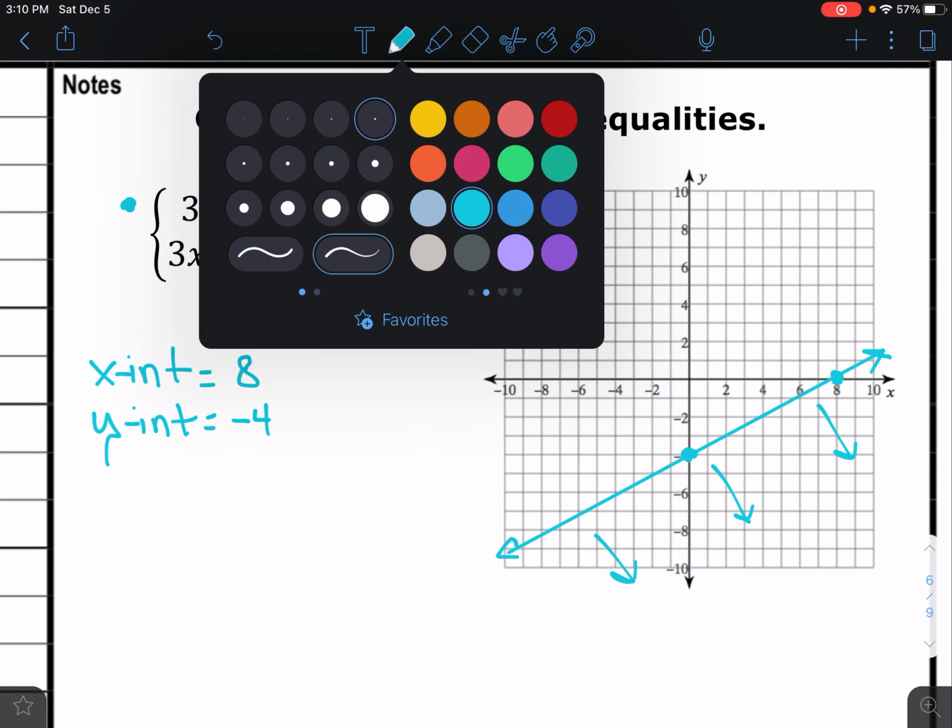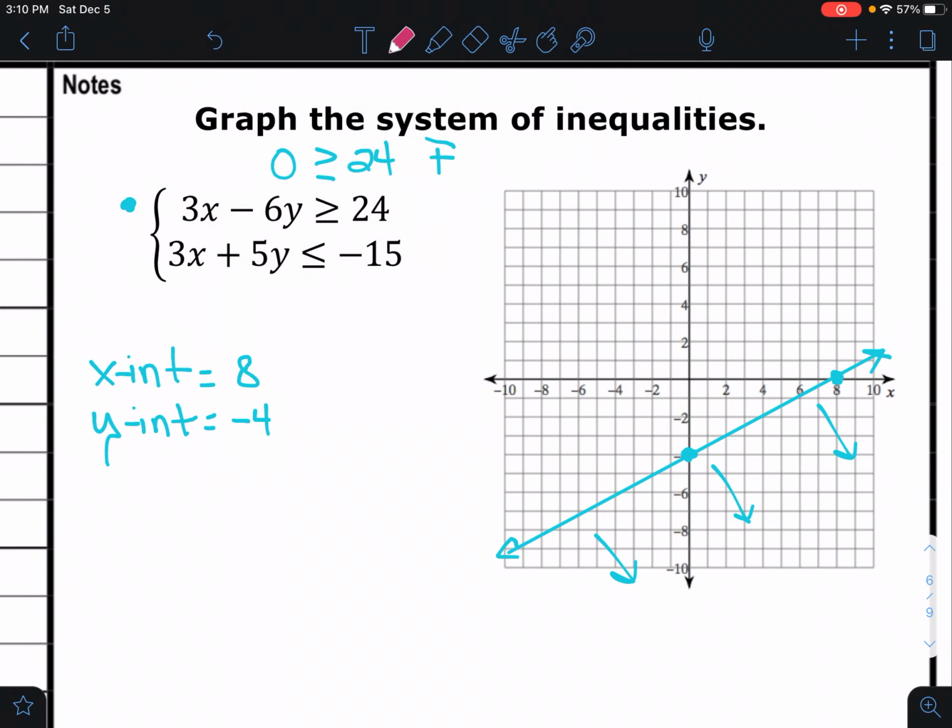Now let's do the other one here. Okay, so I'm going to start with my x-intercept, cover that up. So the x-intercept would be 3x equals negative 15, so x is negative 5. So on the x-axis, negative 5. All right, now cover this up. Okay, divide there, we get our y-intercept is negative 3.